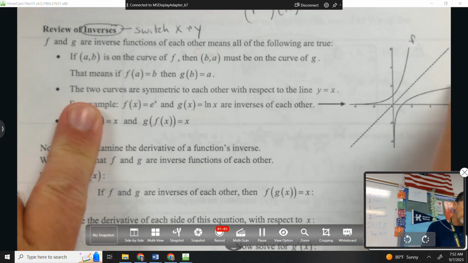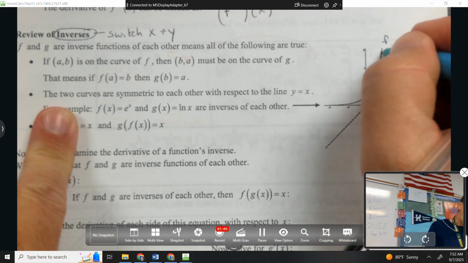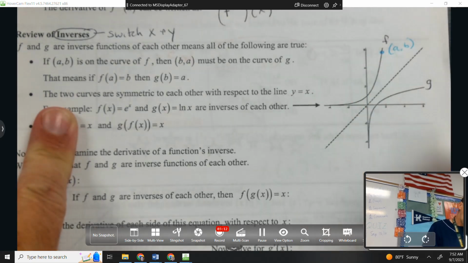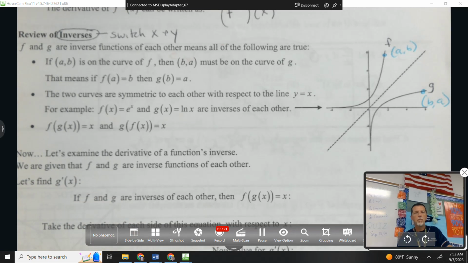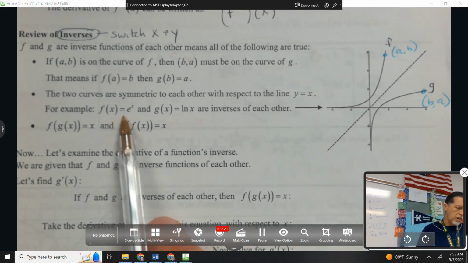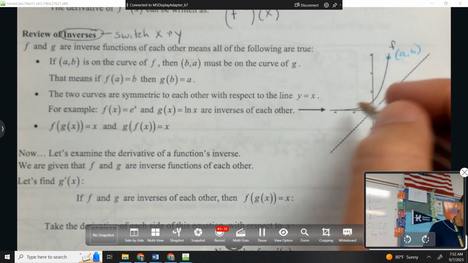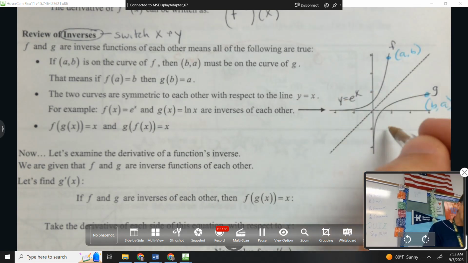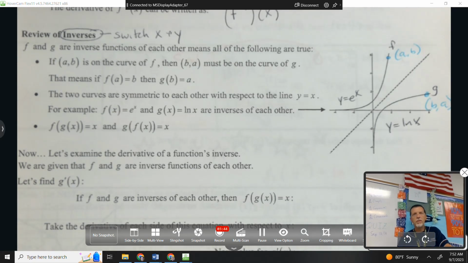In fact, let's label these f and g. And if this point is (a, b), then this reflected point over here would be at (b, a), the x and y traded places. Bullet number 2. The two curves are symmetric to each other across y equals x. I hope those graphs look familiar because this one is e to the x and this one is natural log of x. So the two graphs we looked at the last couple days.